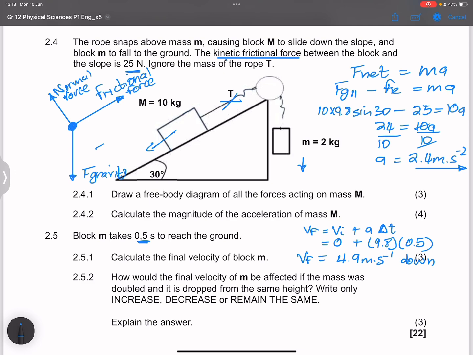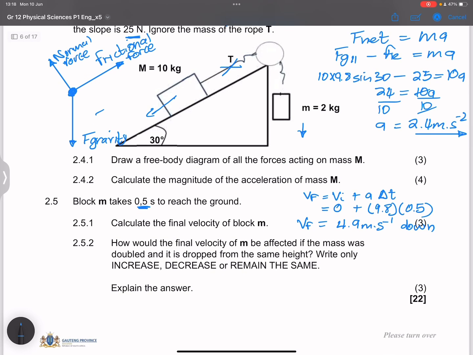And then finally they say to us, how would the final velocity of m be affected if the mass was doubled, and it is dropped from the same height? They say only increase, decrease, or remain the same. Ladies and gents, please note it would remain exactly the same. So that's what we are going to say as our answer. But why is that?